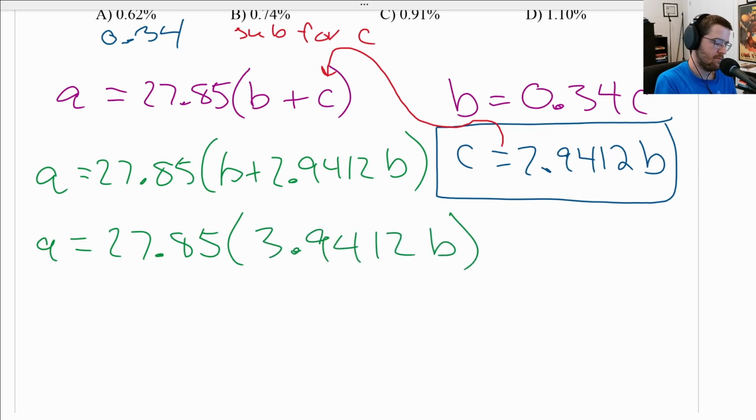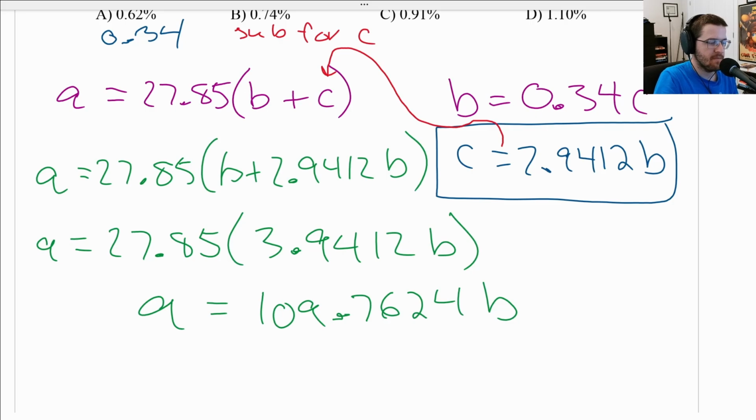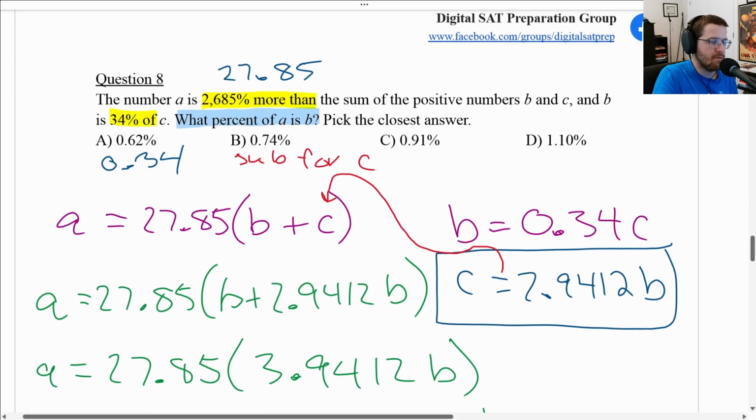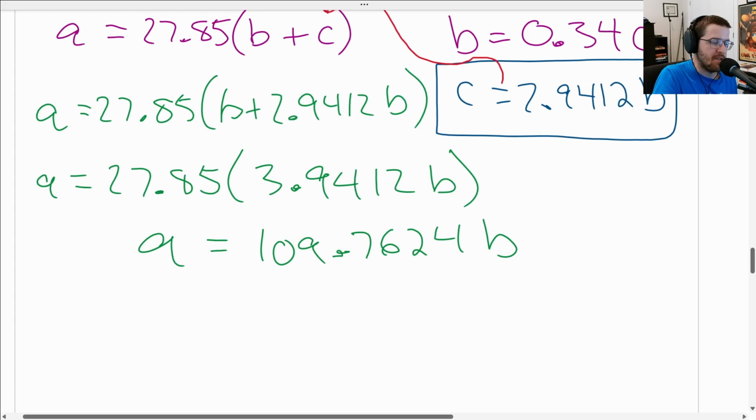And now we're going to do 27.85 times 3.9412. And I'll once again round to 4 decimal places. I'm getting A equals 109.7624B. And now, moment of truth, we got to look, which letter do they want us to get by itself? It says is B, so that means equals B. So we should probably get B by itself. So we got to rearrange this, find its counterpart.